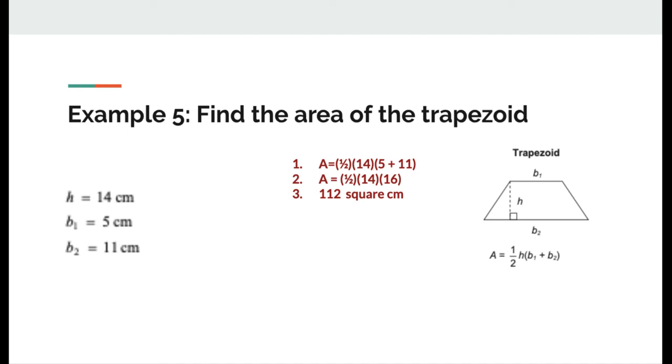You can do your multiplication in any order. So 1/2 times 14 and then times 16, or you could do 1/2 times 16 and then times 14. It doesn't matter what order once you get to the multiplication step.